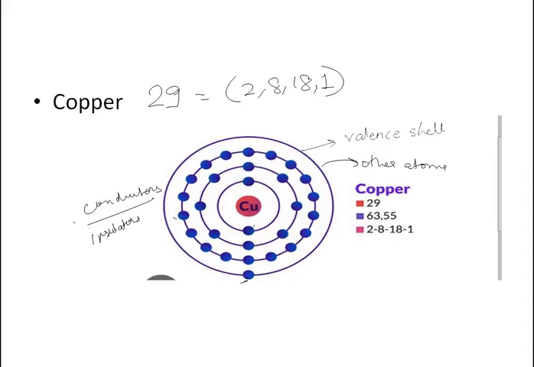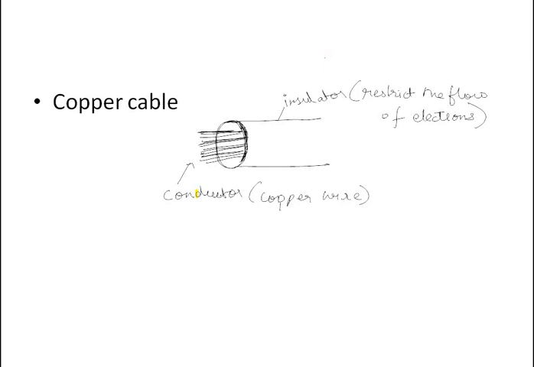So these two are the most important concepts of electricity. Okay. So we can combine conductors and insulators, and we can use them to use electricity safely. Now how? You can see this copper cable wire. I have drawn the diagram of the cable wire. As you can see, this is the conductor, that is copper wire, and this is the insulator. Insulator means it restricts the flow of electrons. So it makes it safe for us to use electricity.